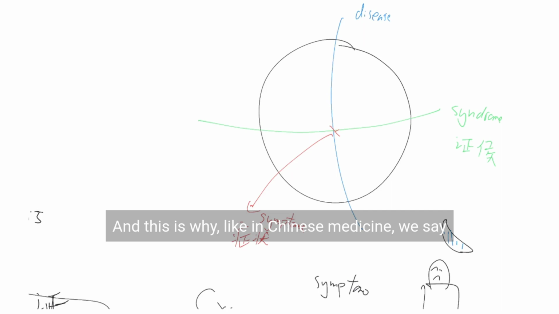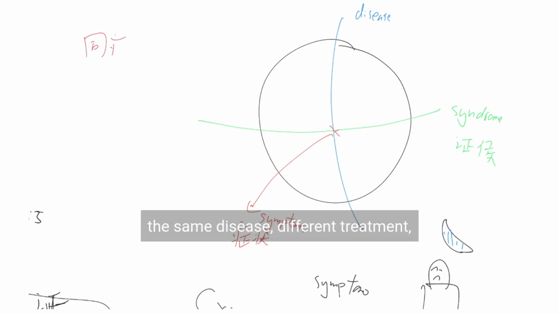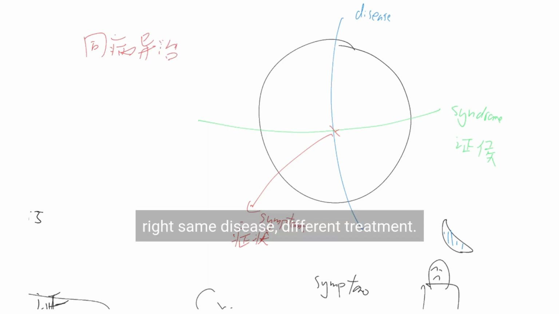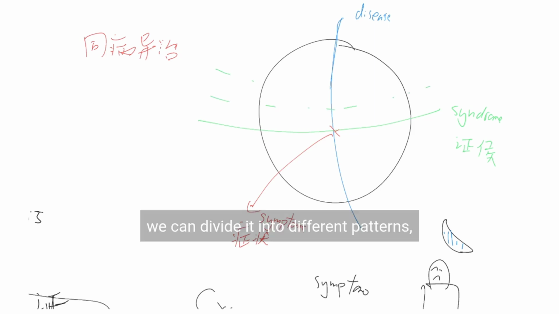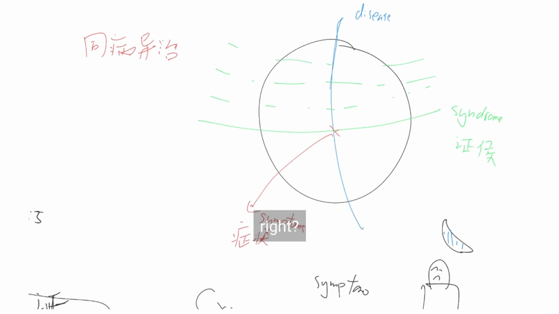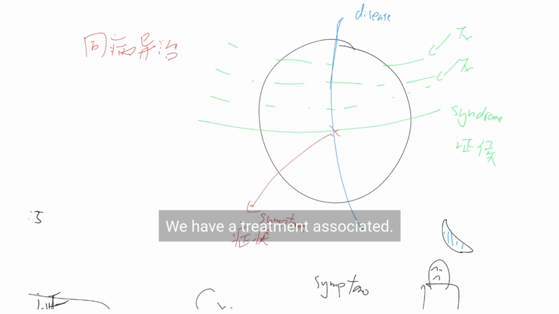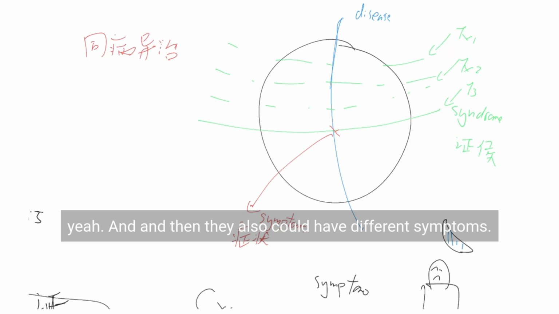And this is why in Chinese medicine we say: same disease, different treatment. What does it mean? Basically the same disease, the same line, but we have different treatment. Why? Because we can divide it into different patterns, and for each pattern we have a treatment associated. And then they could also have different symptoms.